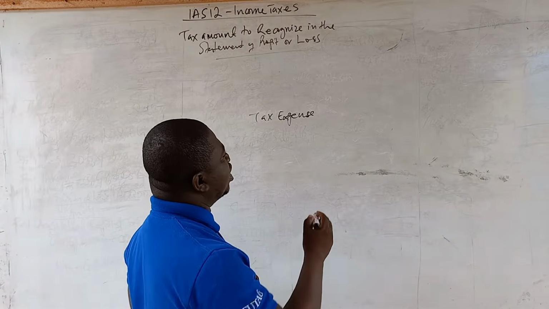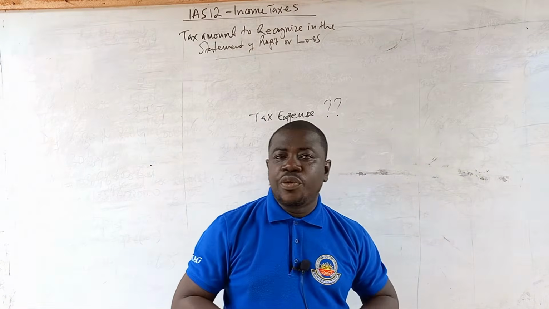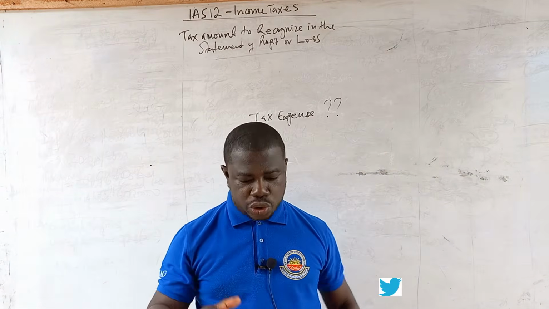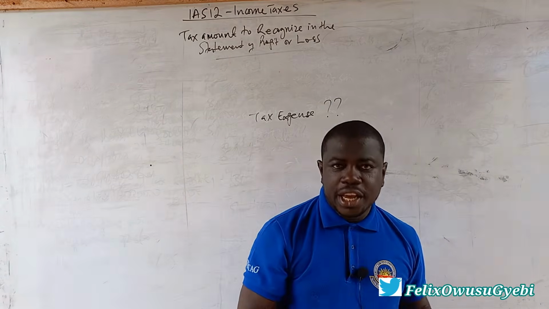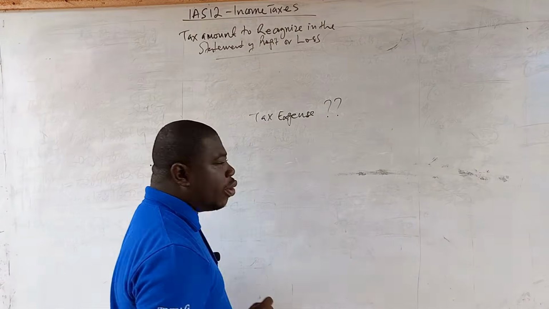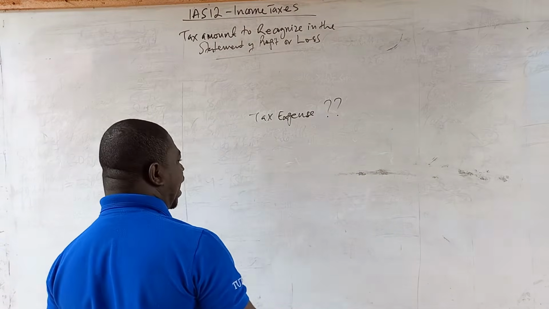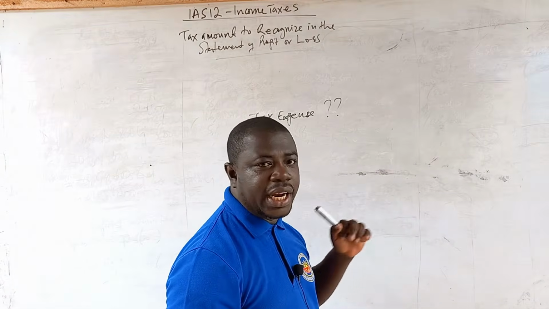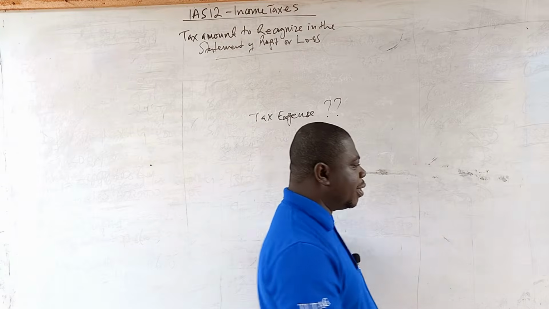Now, the tax expense, how do we estimate the tax expense? The tax expense to recognize is not the current tax that will be given to you. So there will be a current tax for the year. That is the tax that is estimated for the year for you. That is not what we are talking about. So if you have your current tax, the current tax is not the only tax that you are going to recognize in the profit or loss statement.